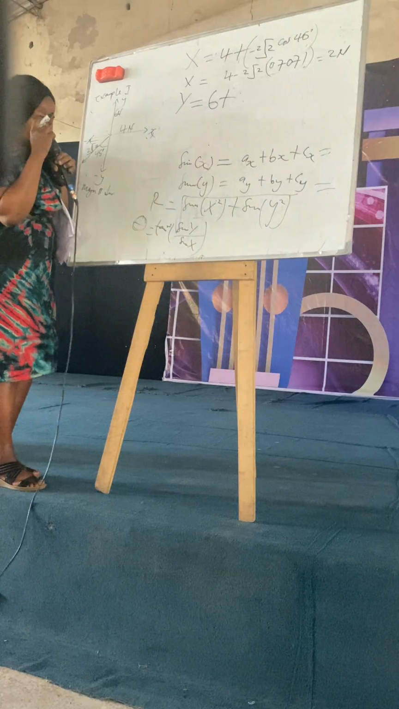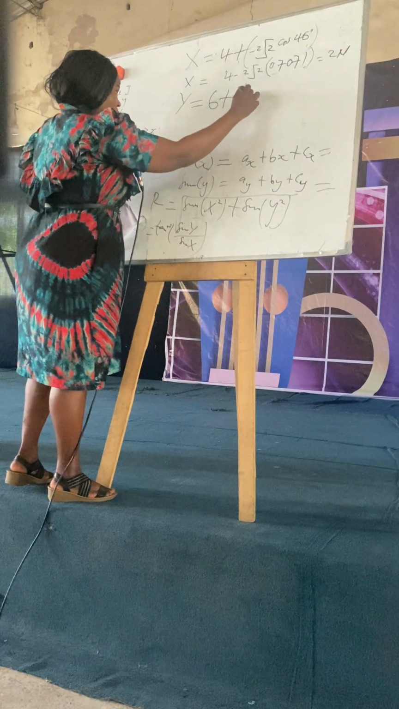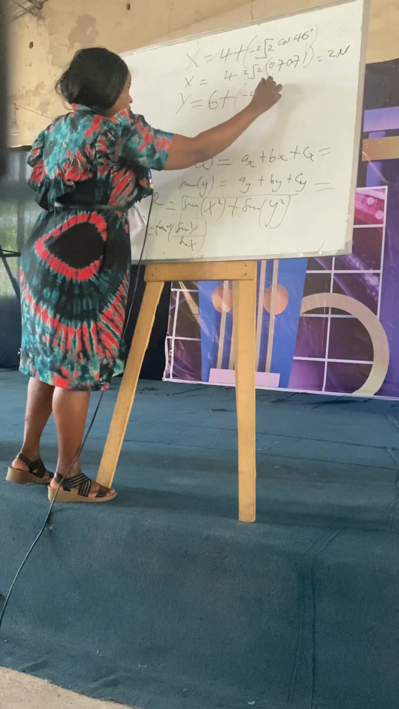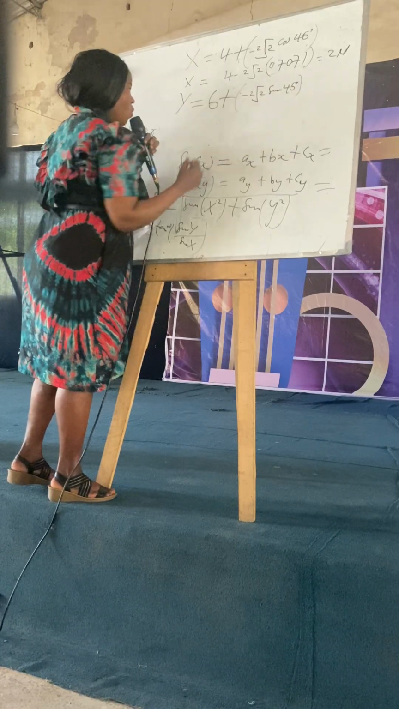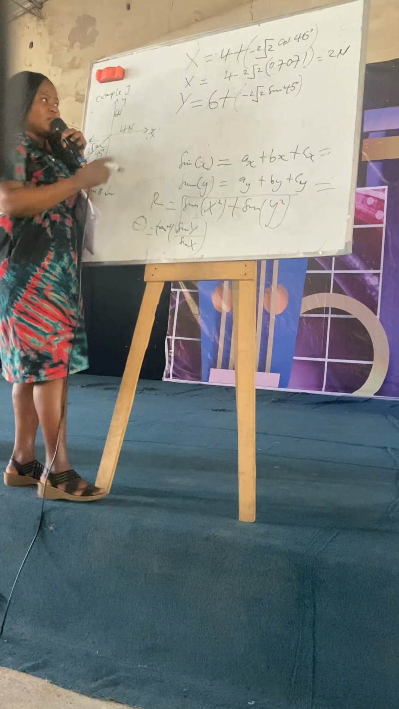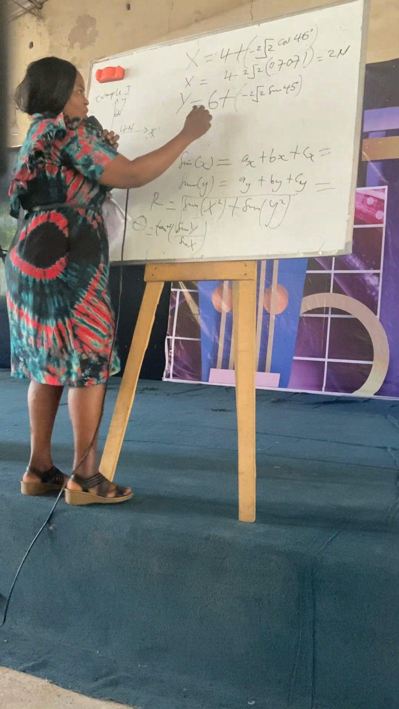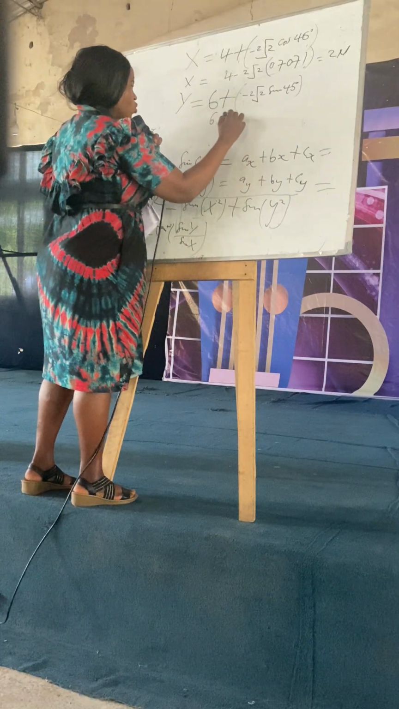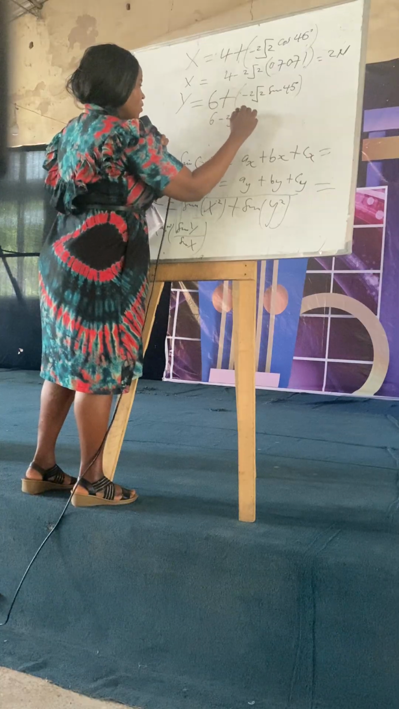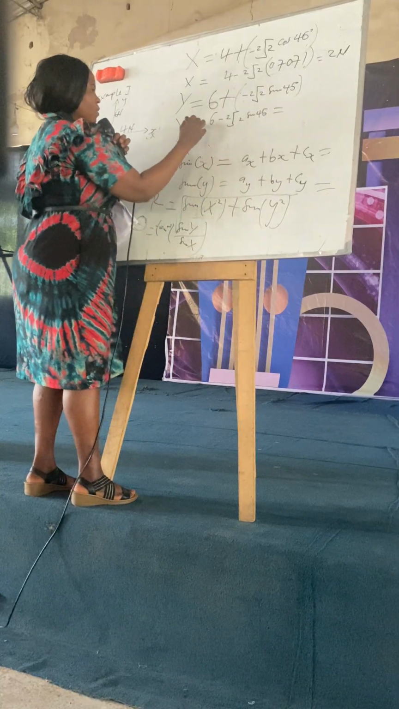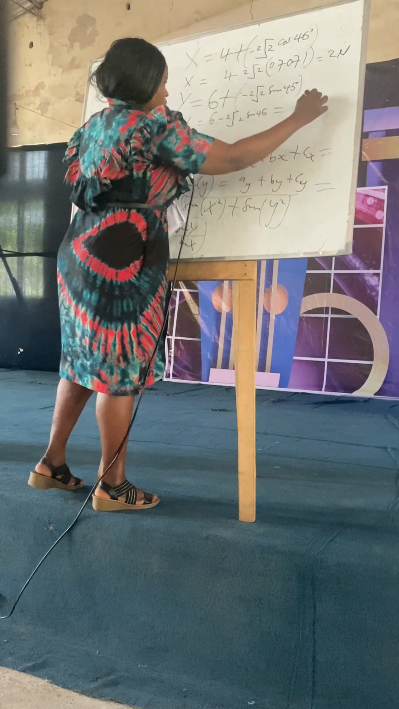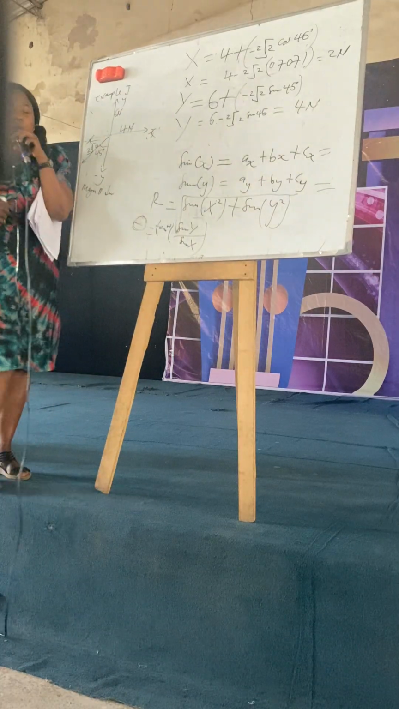We now have plus, in brackets, minus 2 root 2 sine 45. Whatever you have, this minus affects this, giving you 6 minus 2 root 2 sine 45, which is equal to 4 Newton. Calculate it and have it.